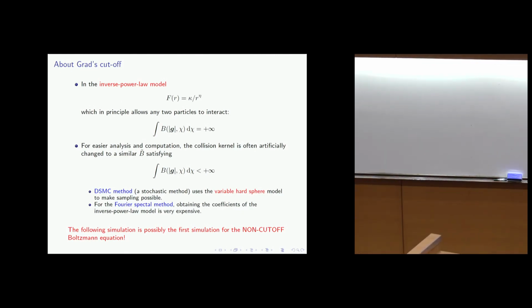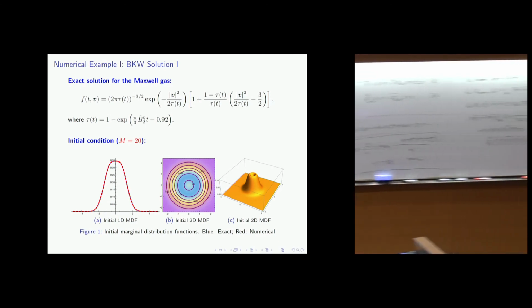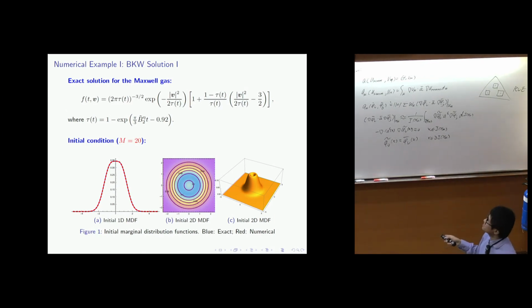Now I just want to show the numerical results very quickly. So for the Maxwell gas, the special kernel I mentioned just now, it has an exact solution. Okay, this is just the approximation of the initial condition. You can see that if we use the spectral method, I just need to use M equal to 20. I get very good approximations. Because this is a 3-dimensional function, it's very difficult to plot. So I integrate 2 dimensions out, and I get a 1-dimensional marginal distribution function. And you can see that our approximation matches the exact solution very well.